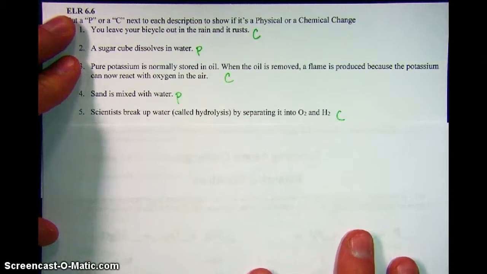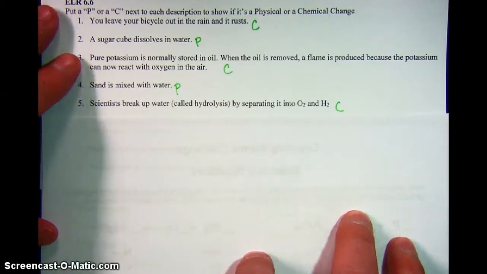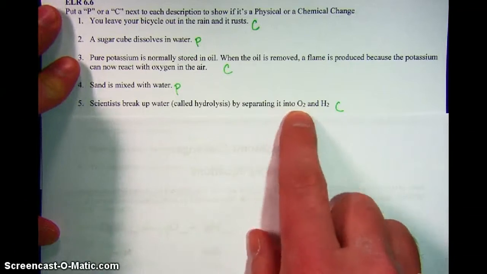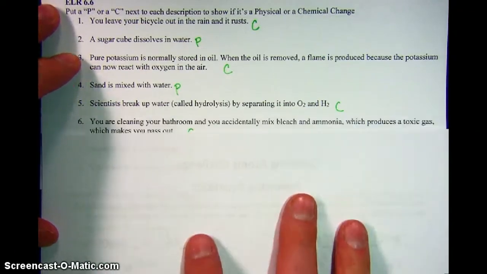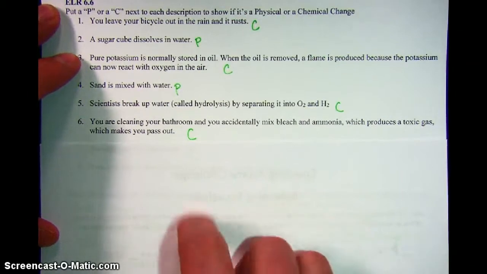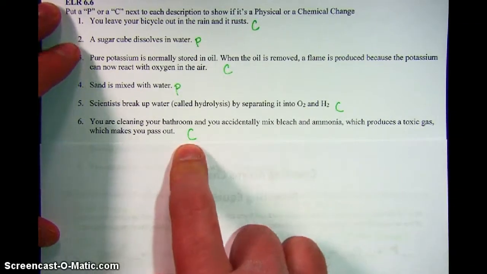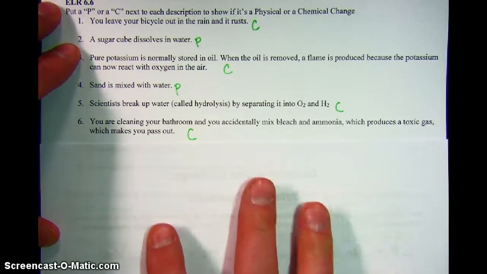Number 5, a scientist breaks up some water, and that process is called hydrolysis. When you shoot electricity through water, you can separate the oxygen from the hydrogen. You're breaking bonds. That is a chemical change. Number 6, if you clean your bathroom and mix bleach and ammonia, you'll make a terribly horrible gas for yourself, and that is a chemical change because those things are bonding together to make a new compound that is toxic.